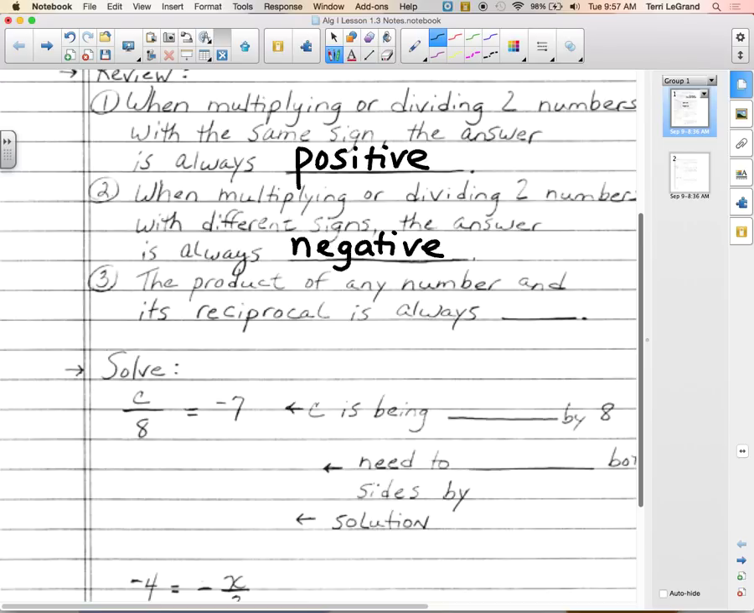Okay, let's see if we can answer this one. The product of any number and its reciprocal is always 1. John can answer it for us. 1. When you take a number and multiply it by its reciprocal, you should always get 1. So what does reciprocal mean? What does a reciprocal look like, maybe? Okay, you have the number 1/3, 1 over 3. Its reciprocal is 3 over 1. Yeah. And when you multiply 1/3 times 3 over 1, you will get 1. 3 times 1/3 is 1.